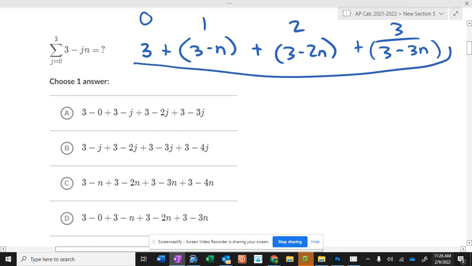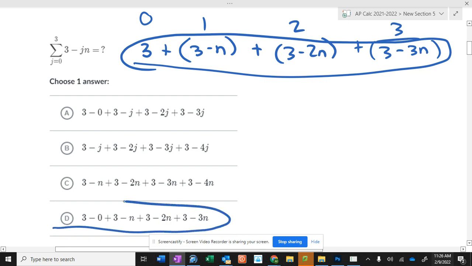So we're looking for the answer that looks like this: 3 minus 0, 3 minus n, 3 minus 2n, 3 minus 3n. They did put the 0 in, not that they needed it. But D would be the answer.